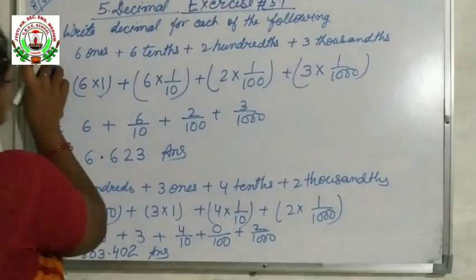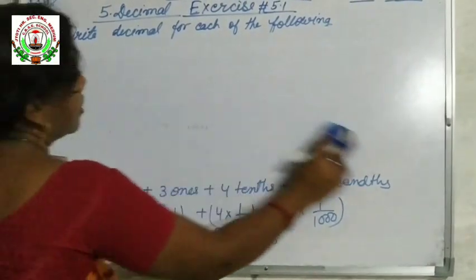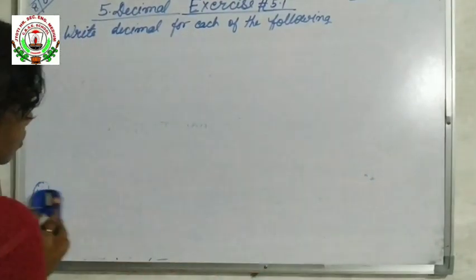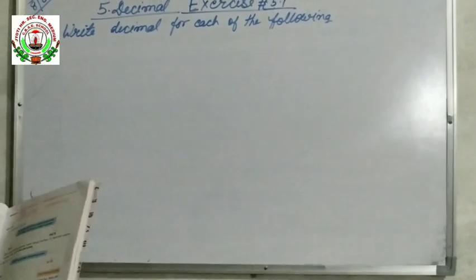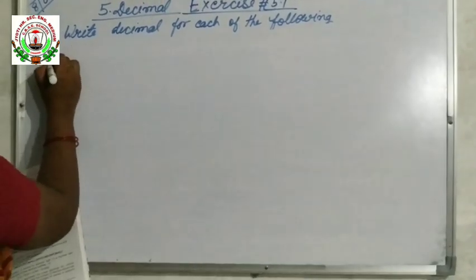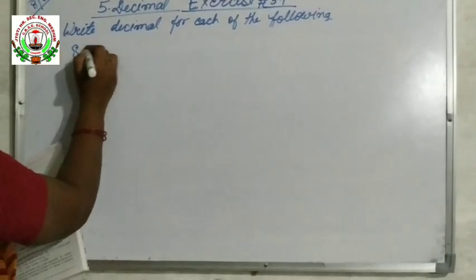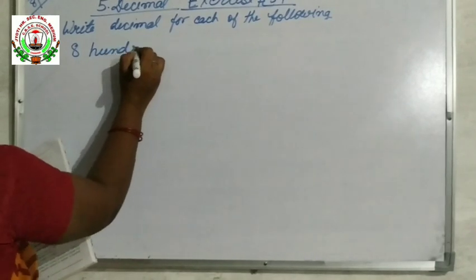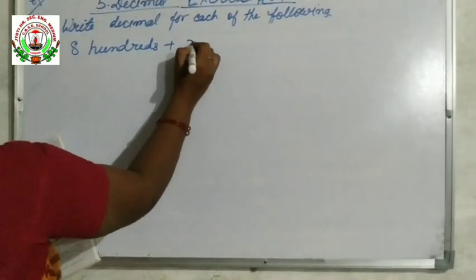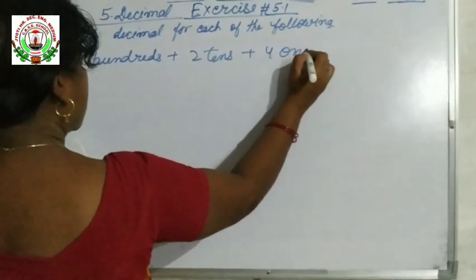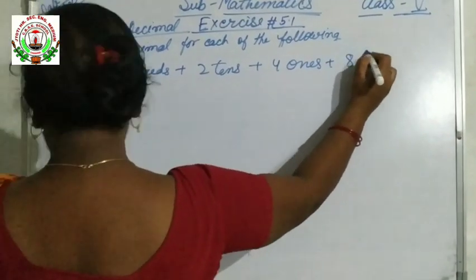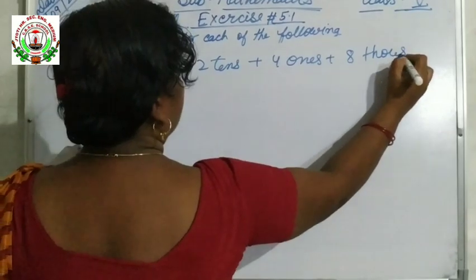Similarly, we will see one more example. One more question we will solve, then you will understand. That is question number 3. 8 hundreds plus 2 tens plus 4 ones plus 8 thousands.